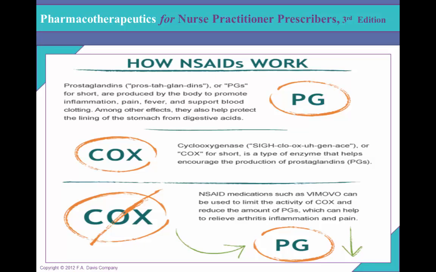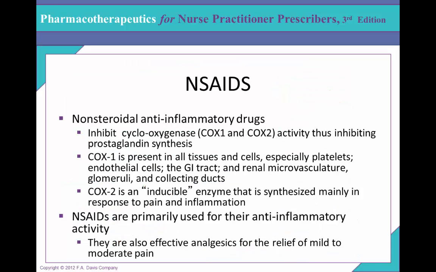You have prostaglandins that are produced by the body to promote inflammation, pain, fever, and also support clotting. It does help protect the lining of the stomach and also the digestive tract. Again, as I said, the body encourages the production of prostaglandin, which can help relieve inflammation and pain. So there are non-steroidal anti-inflammatory drugs that inhibit cyclooxygenase, either COX-1 or COX-2 activity, by inhibiting prostaglandin synthesis. So that's the mechanism of action of non-steroidal anti-inflammatory drugs, which is, again, prostaglandin synthesis inhibition and cyclooxygenase inhibition.